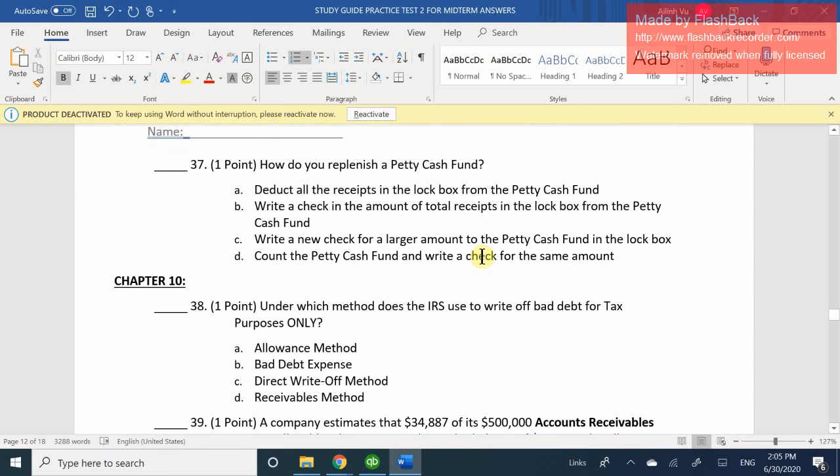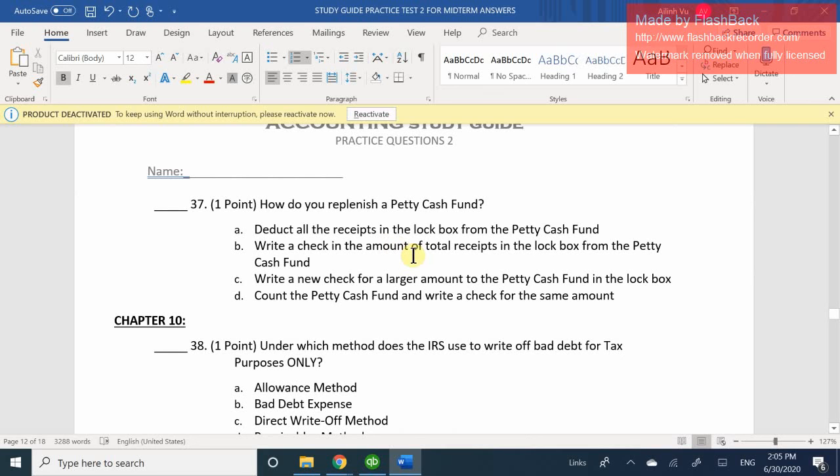Number 37. How do you replenish a petty cash fund? A says deduct all receipts in the lockbox, and I said B. David, what did you say? B. B is actually correct. That's right, they did say deduct. Yeah, debit, so be debiting, not deducting. But another thing is, how do you replenish your petty cash? You need to write a check for the total amount of receipts.